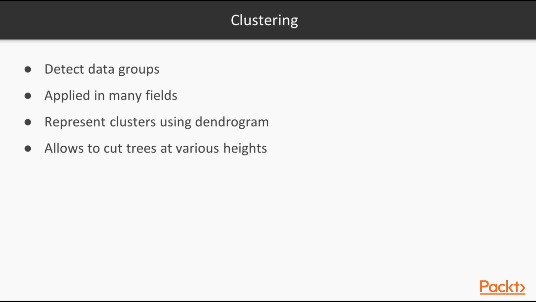The main idea behind clustering is to detect groups of data that share some similarity. We partition the data into distinct groups that share some common traits. Clustering has been applied in fields such as biology, finance, and economics. We will make use of dendrograms, which are tree-like representation of clusters, as they help us to study various cluster formations with much more accuracy. The tree structure allows us to cut trees at various heights to distinguish between clusters with dissimilar characteristics.